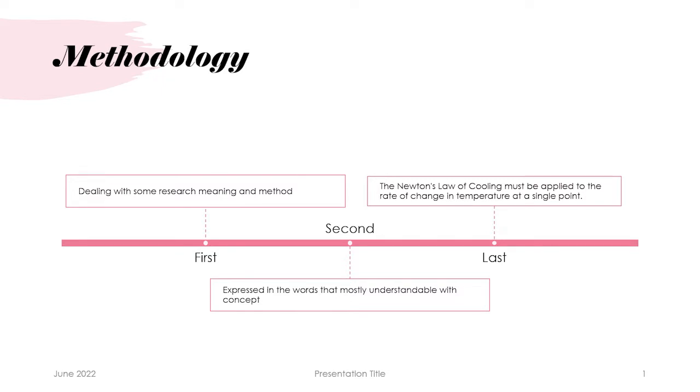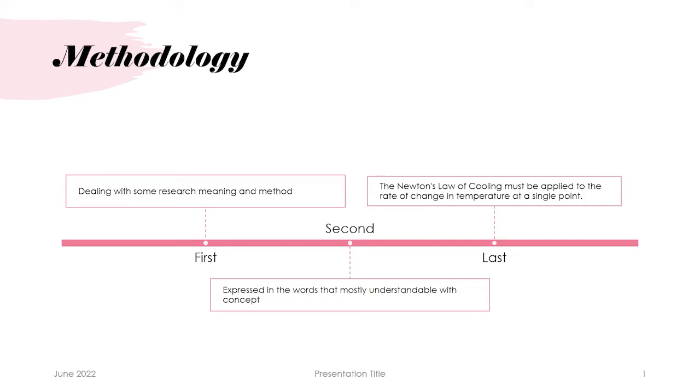Next, the methodology part will be presented by me, Professor Kamaruzain. So in this part, firstly, we did some research, meaning we studied the method by doing research. By doing some research, we express it in words, mostly understandable with the concept, which is that curing is a chemical or physical process that results in a stronger, firmer or more durable concrete or material, such as concrete. So repairing defects might lead to structural deterioration, and its consequence is to calculate the rate of change in temperature at a single site.